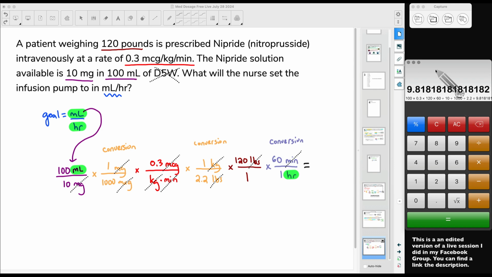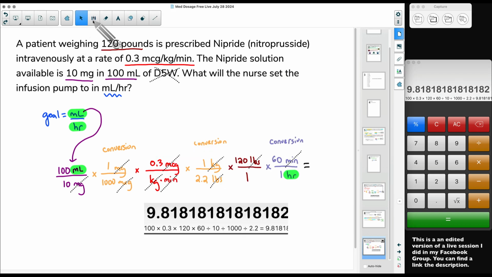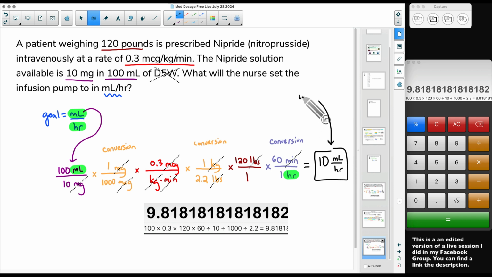And again, I want you to see that I typed everything in at once. I didn't tell you what to round to here. Let's just round to the nearest whole number, I guess. So 9.8 milliliters per hour. We will round that off to 10 milliliters per hour. Just bear in mind, you'll be told what to round to, or your school, your program will give you rounding rules, hopefully. So med dosage, dimensional analysis, that's how I like to do it.